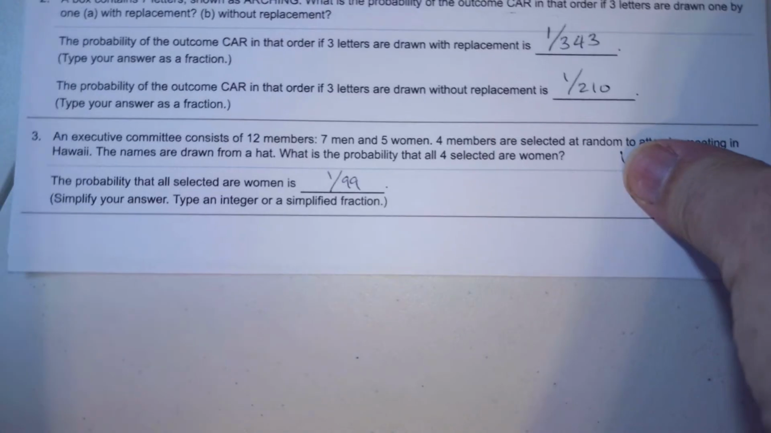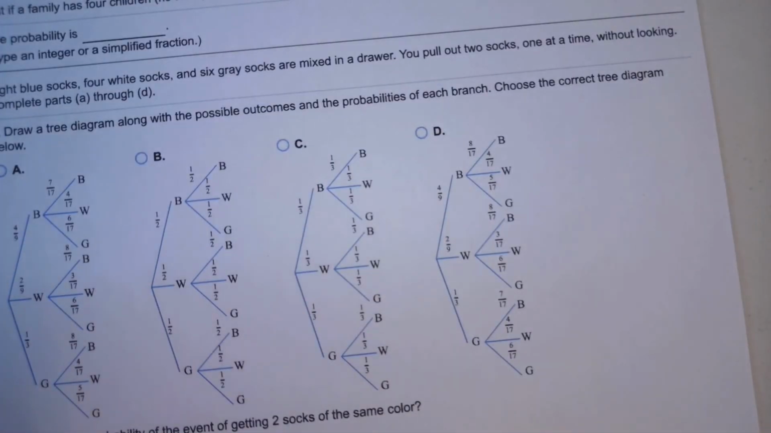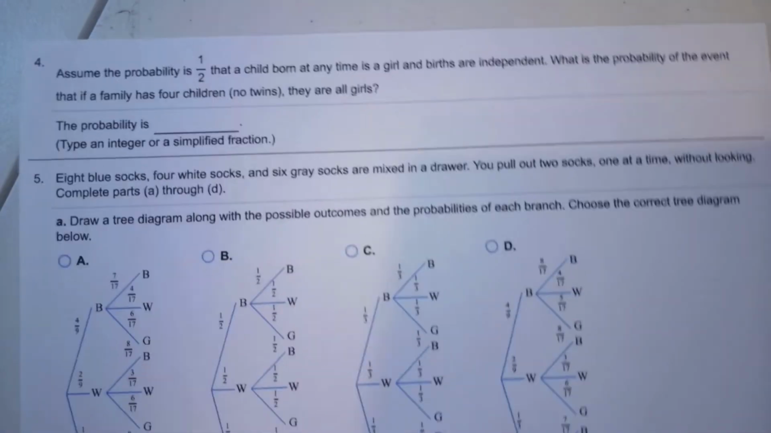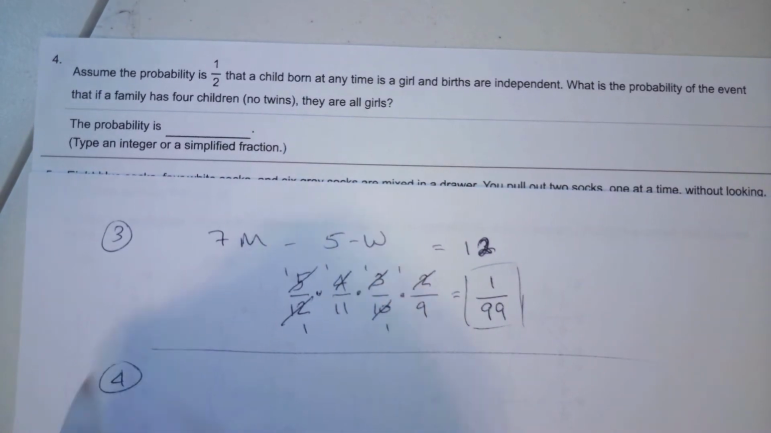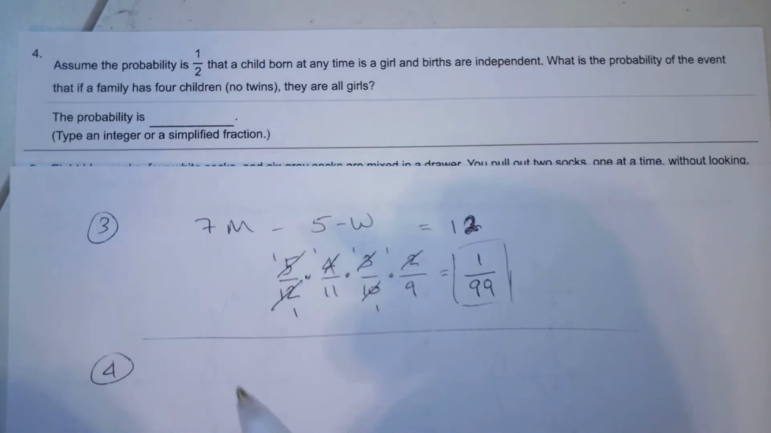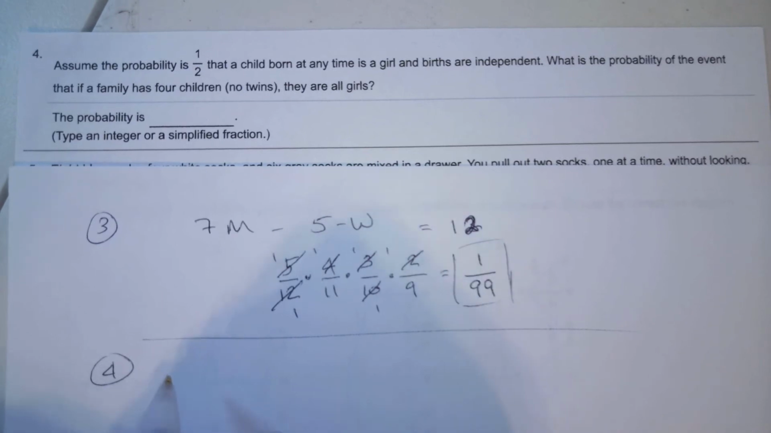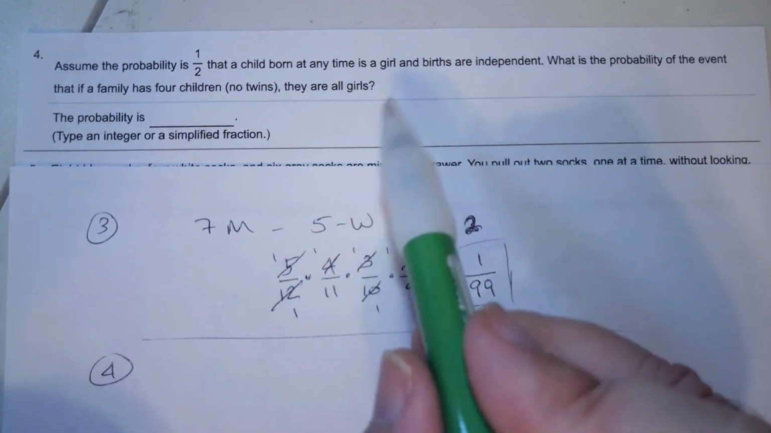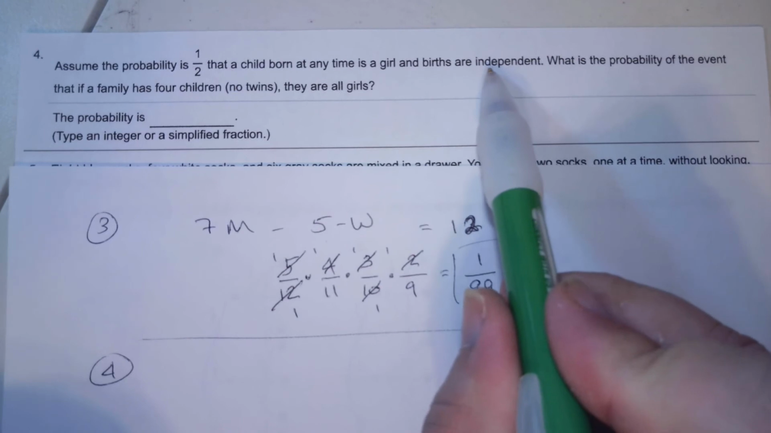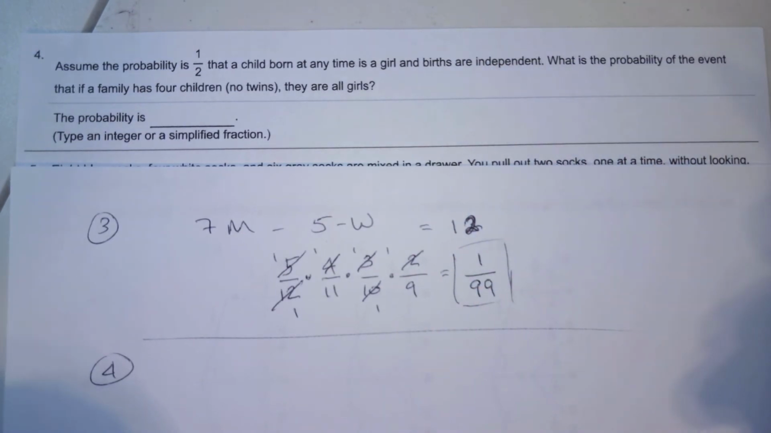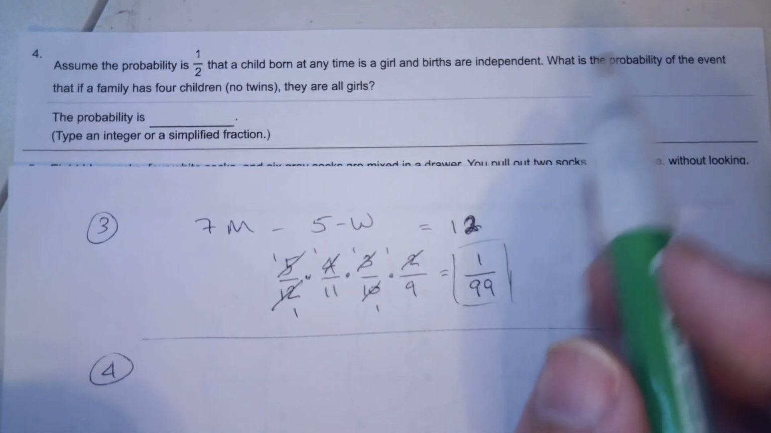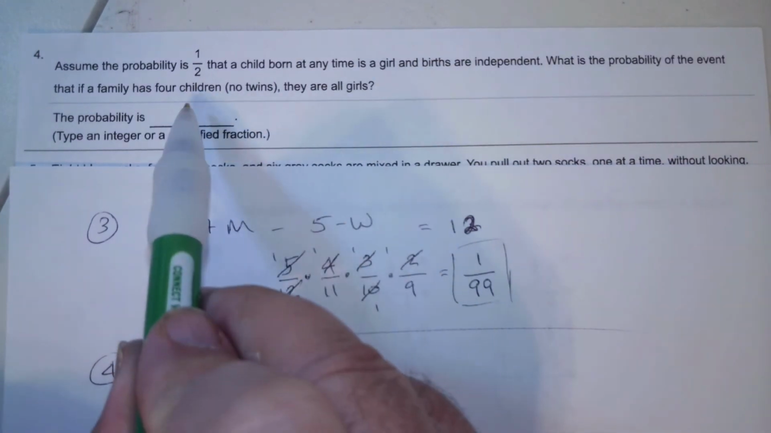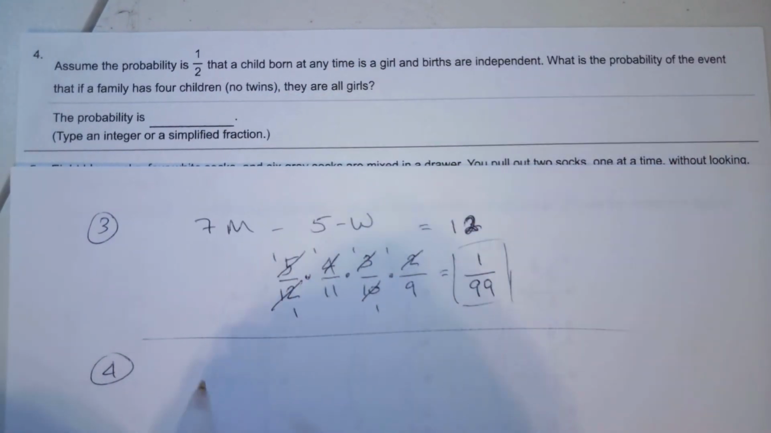All right. That's the first page. Let's look at the second page. Number 4. Assume the probability is 1/2 that a child born at any time is a girl, and births are independent, meaning the first birth doesn't affect the second birth, and the second birth doesn't affect the third, so they're all independent. What is the probability of an event that if a family has 4 children, no twins, they're all girls?